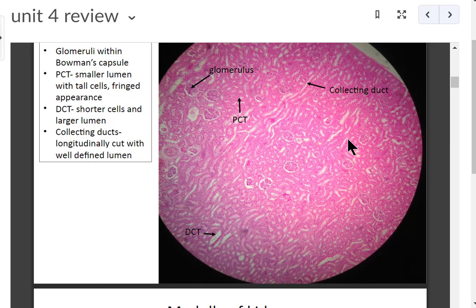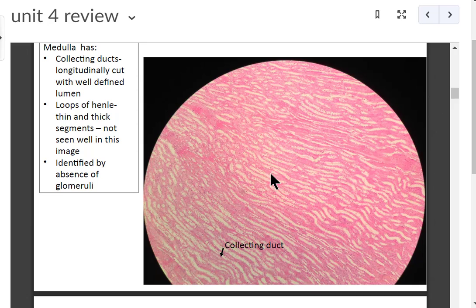duct. Okay. In the medulla of the kidney, you only see the loops of Henle and the collecting duct. So notice all these collecting ducts with well-defined lumen, and you really can't in this picture make out the loops of Henle. If you manage to see something in the lab with a very thin lining, that would be the thin segment. If it is a thick lining, that would be the thick segment. But you know that this is the medulla because it does not have any glomeruli. If you don't see glomeruli, you can safely call it the medulla.